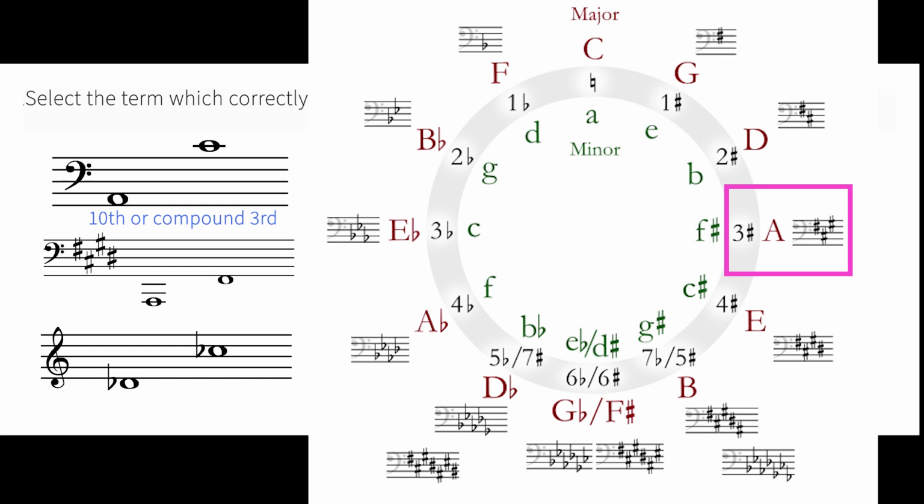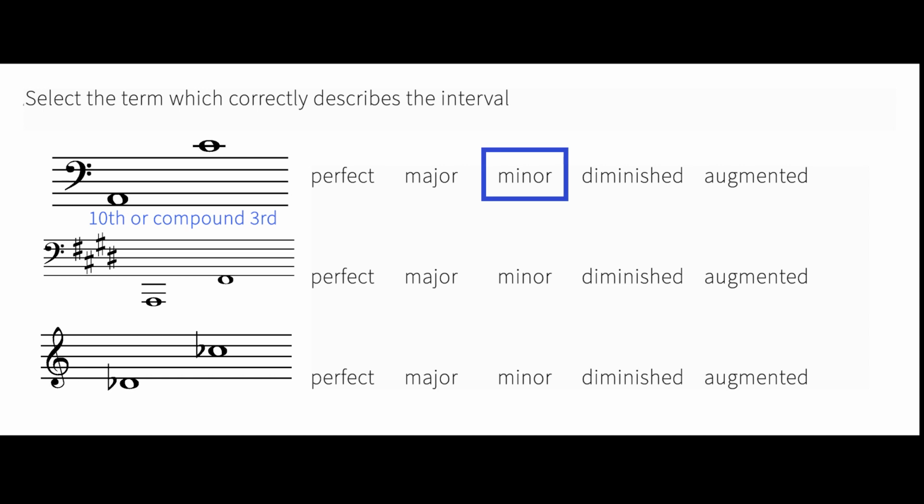Let's just, for interest's sake, have a look above there where A minor actually has got no key signature if we look at the top of the circle. So we can say that A minor has got a C natural. So then we can confidently deduce that this is going to be a minor third. It's either a minor compound third or a minor tenth. So there we can circle minor.